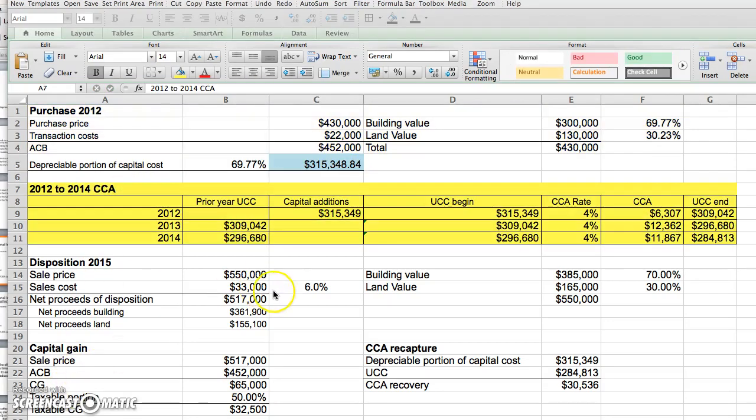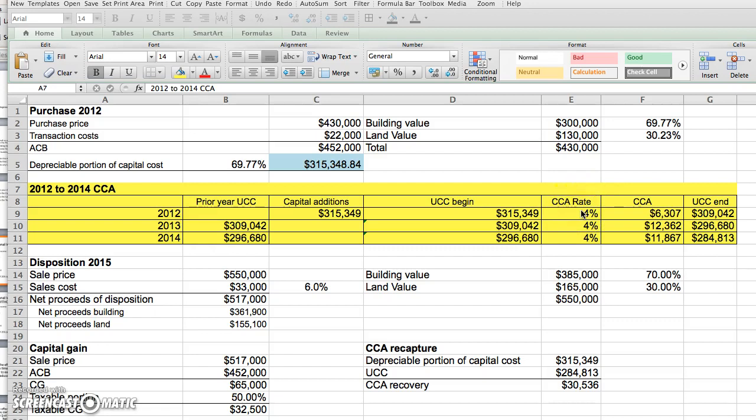To calculate the CCA, this is the Canada Revenue Agency term for depreciation. And you'll see in this table we have some additions during the year, the $315,000 for the building. We have what we call UCC, undepreciated capital costs, to begin the year. And we're showing our CCA rate.